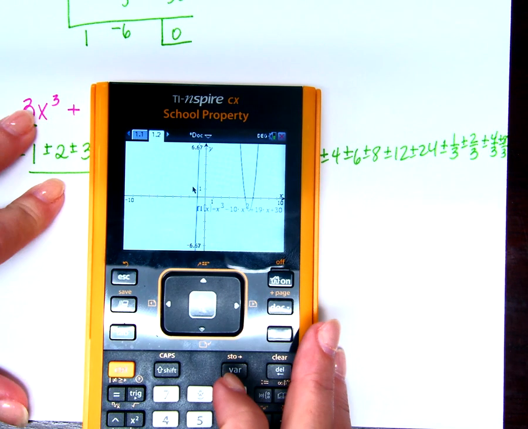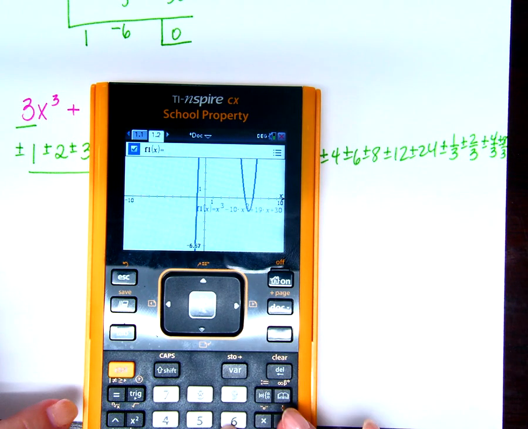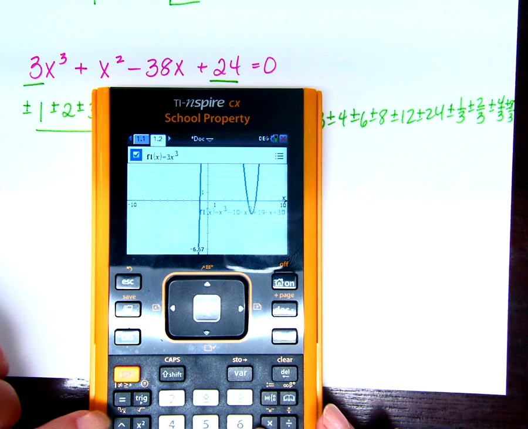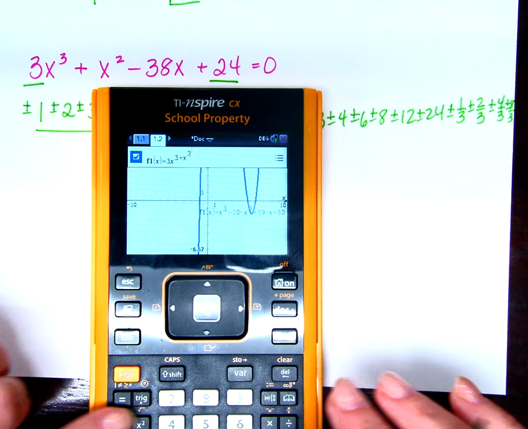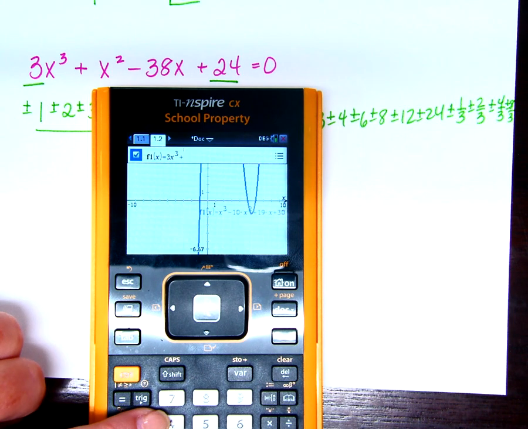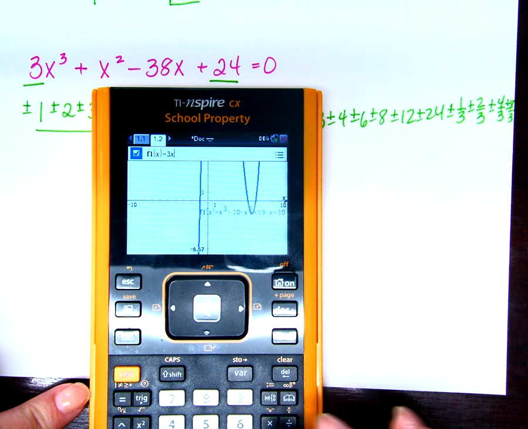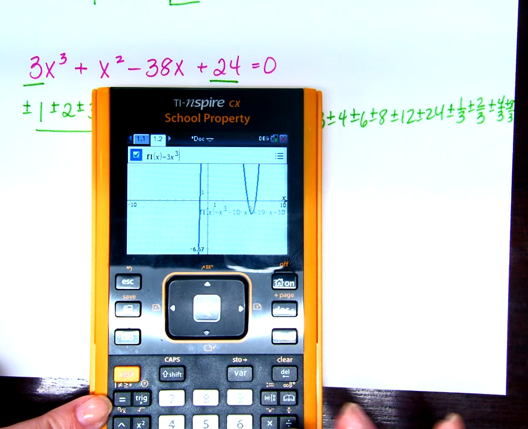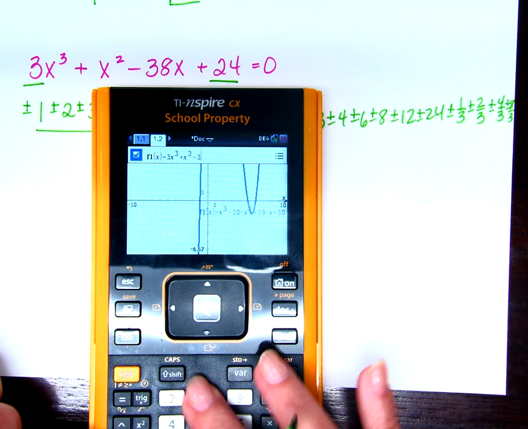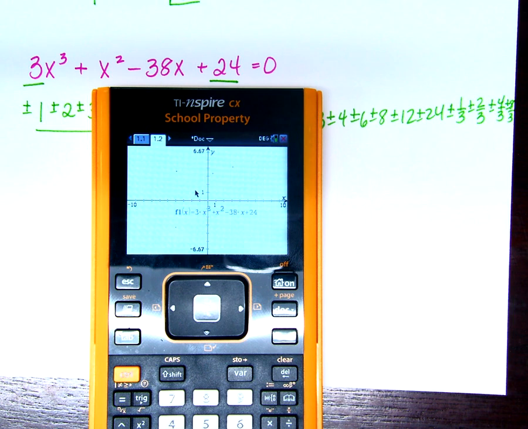Okay. 3x raised to the third plus x squared. Dang it. I have a question. Plus x squared. Hold on just a second, please, okay? Minus 38x plus 24. What's up?